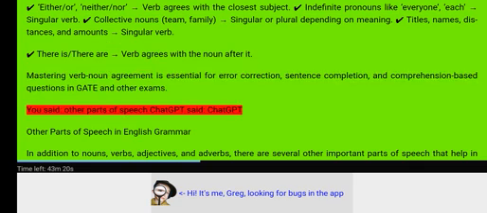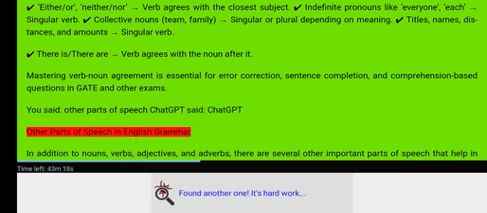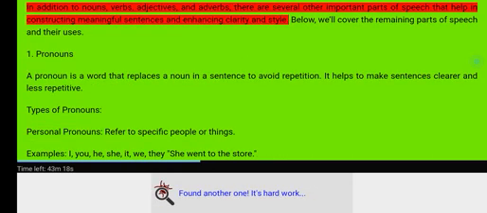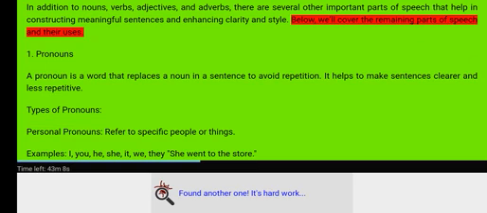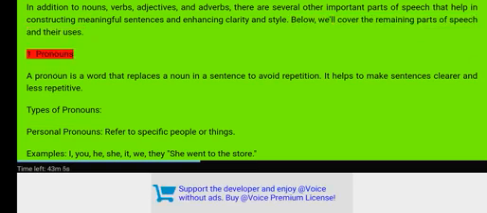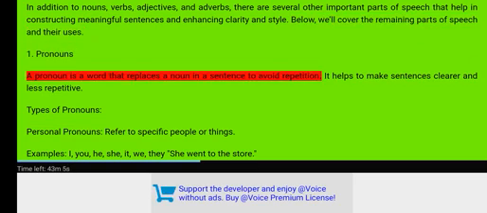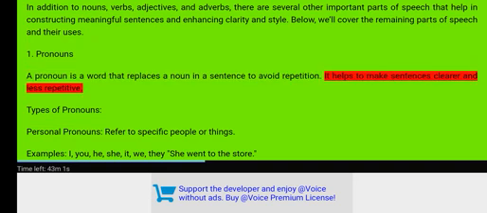Other parts of speech in English grammar. In addition to nouns, verbs, adjectives, and adverbs, there are several other important parts of speech that help in constructing meaningful sentences and enhancing clarity and style. Below, we'll cover the remaining parts of speech and their uses. 1. Pronouns. A pronoun is a word that replaces a noun in a sentence to avoid repetition. It helps to make sentences clearer and less repetitive.